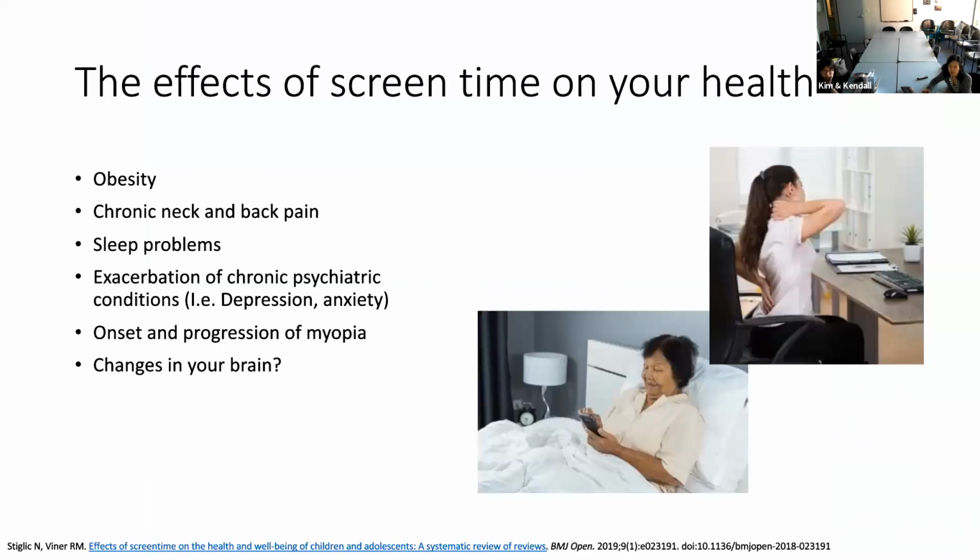So why do we care about this? We know that people are spending a lot of time, and we know there are lots of apps out there, but why do we care about this? So it turns out spending a lot of time looking at a screen is not good for your health. I'll be taking a slightly deeper dive into obesity, but I still want to go over these other problems or things that we should be considering.